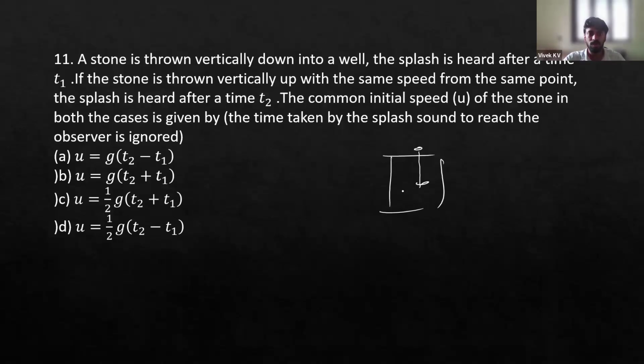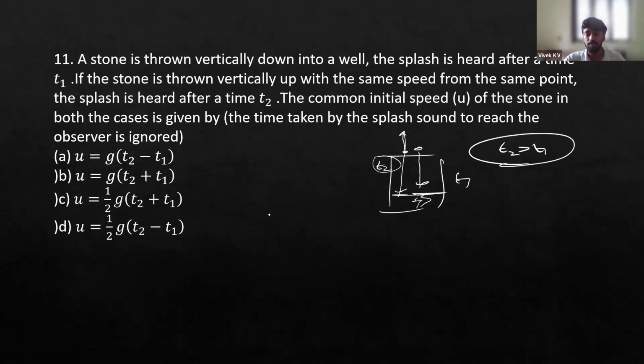The stone is thrown vertically up with the same speed from the same point and the splash is heard after a time t2. Which means if I am throwing a stone vertically downward, I can hear the splash of it hitting the water at a time t1. If I am standing at the same position and throwing the stone vertically upwards, after reaching a certain height, it definitely will go back down. So here the splash is heard after a time t2, and obviously t2 will be greater than t1 because it takes more time.